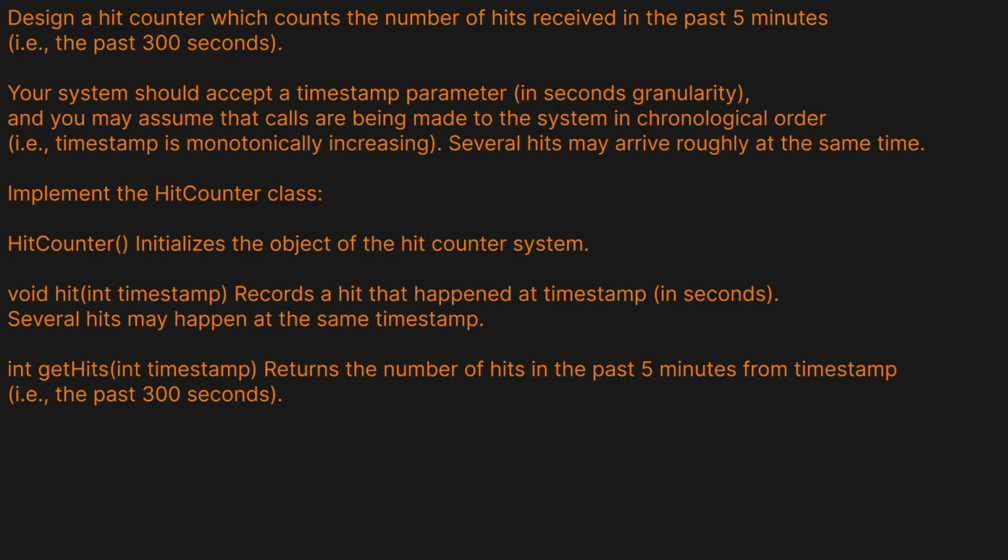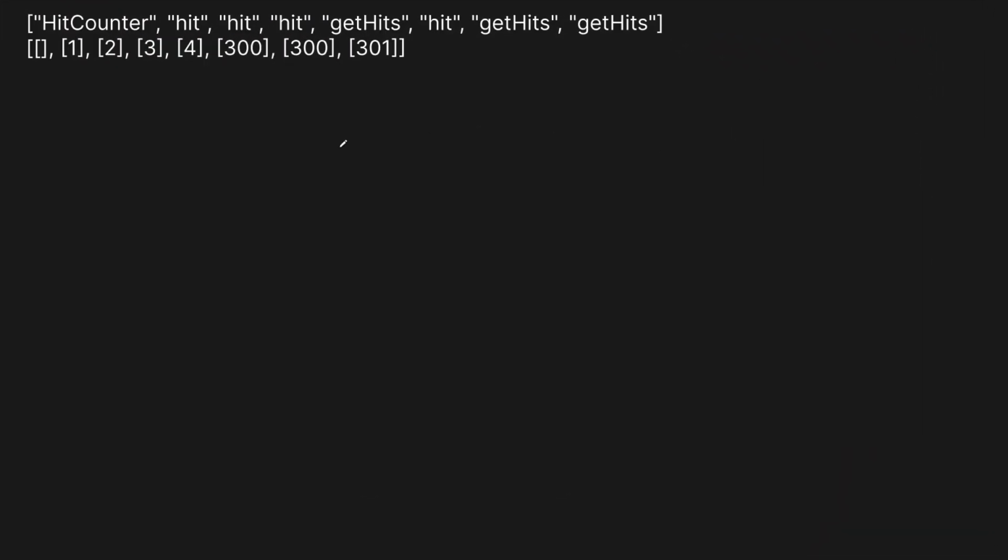So now that we've read the question prompt, let's look at a simple example and see how this question works. The first thing that you're going to be given is to initialize your hit counter object, and then you're going to be given either hits or get hits and the values you should take here. So let's see what we get.